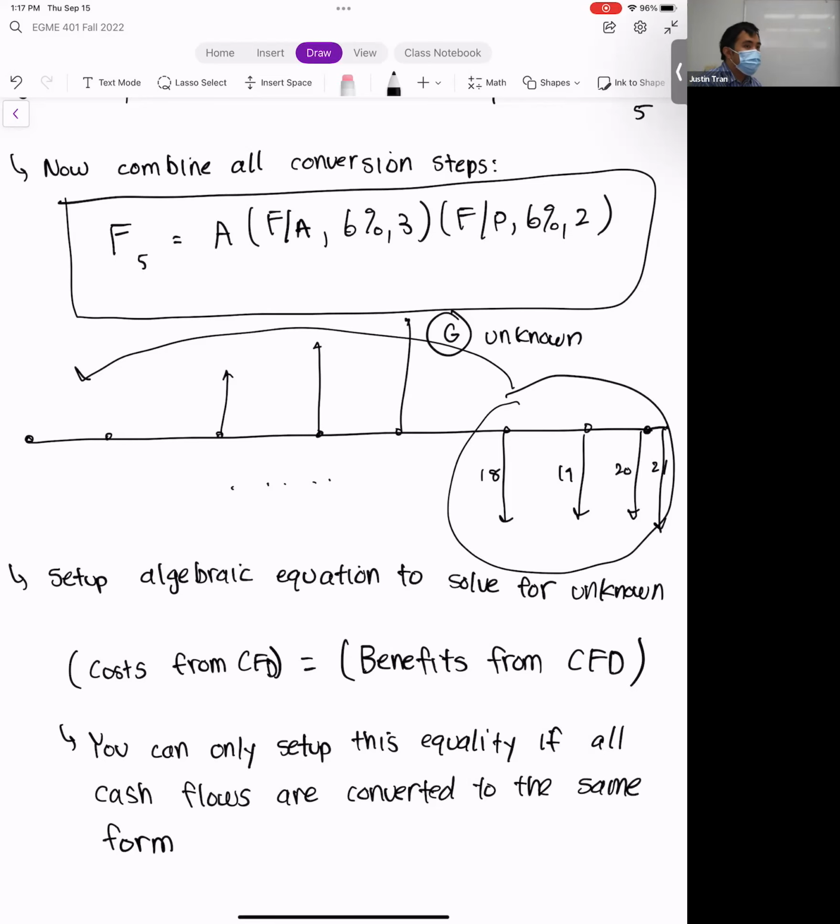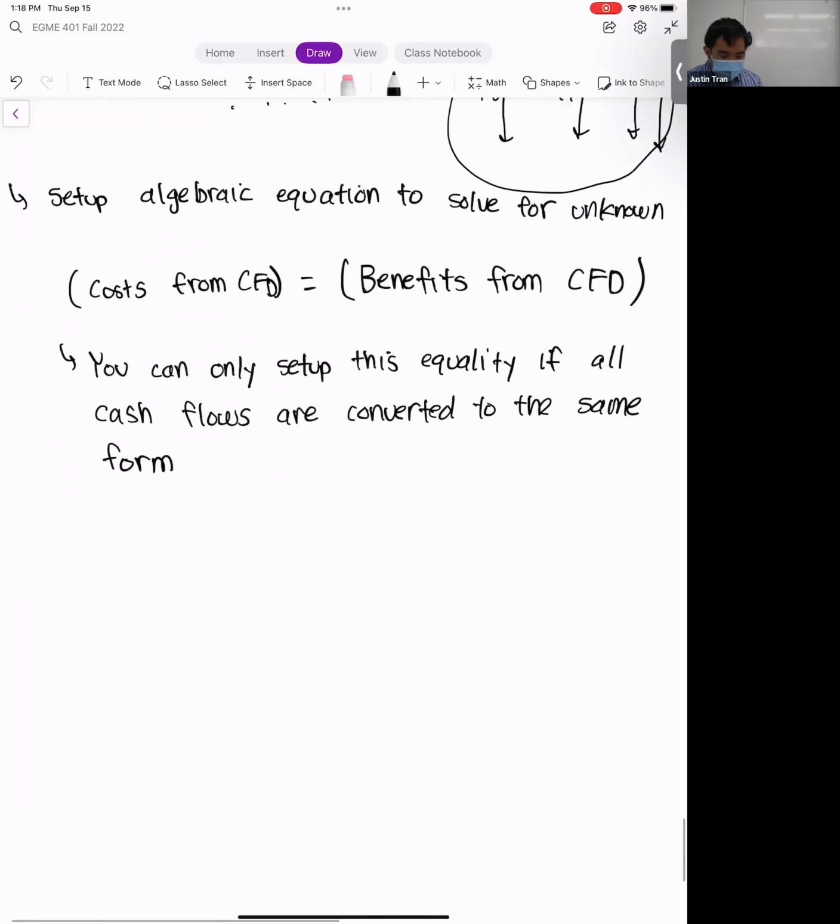Yeah. If you're converting between F and G, that by itself is a non-standard one. So you have to convert first to a P, and then from there you can convert it to an F. Yeah. All right, so hopefully that's helpful for the homework.